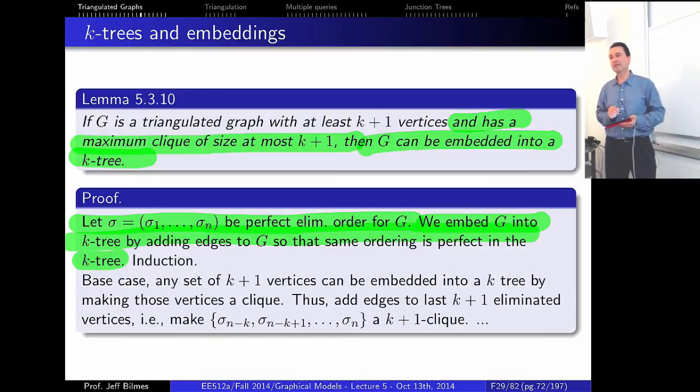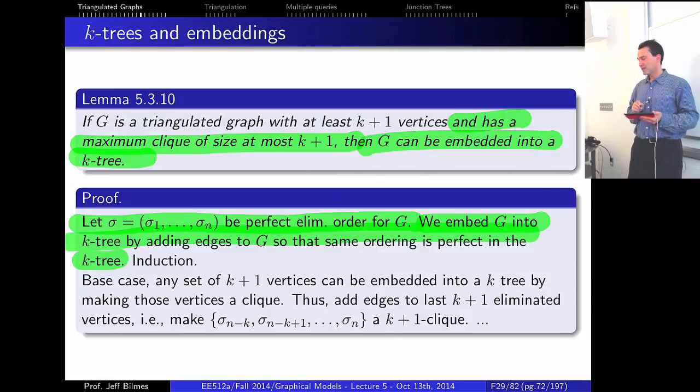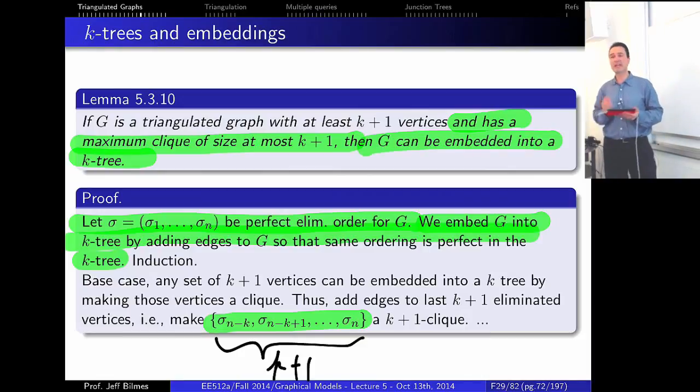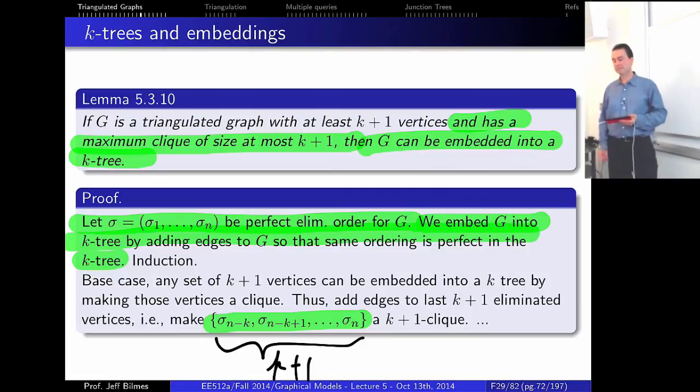Okay, so we do this inductively. How do we do this? The first thing we do: in order for it to be a K-tree, we said that any clique of size K plus 1 is a K-tree, right? So we're running this elimination order, and we take the last K plus 1 vertices. This is a set of size K plus 1, the last set of vertices. We just turn them into a clique.